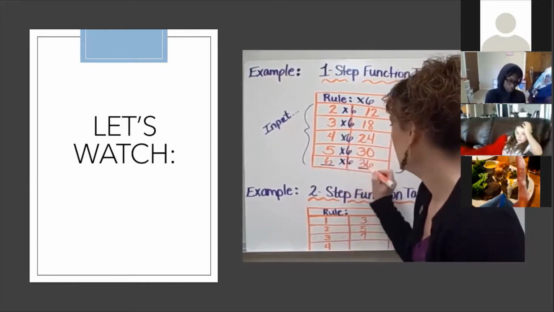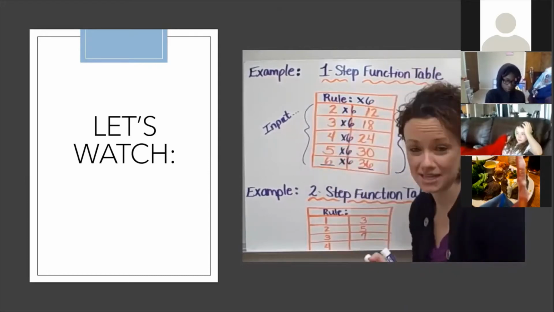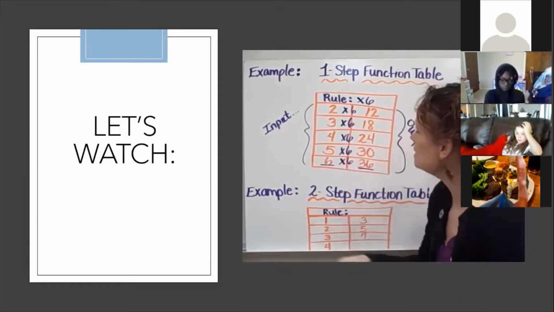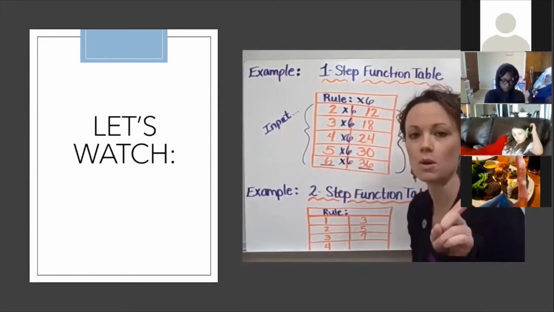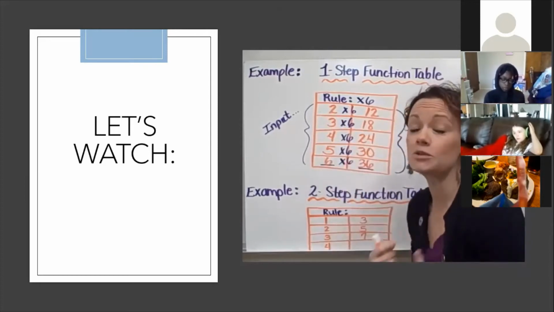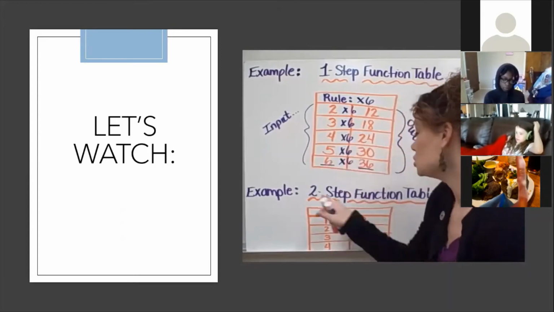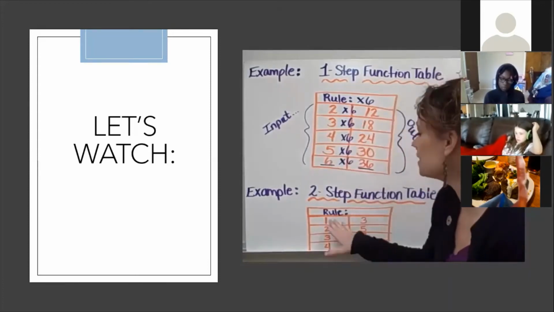So we've now completed our function table, and we've also determined what our rule is for this particular problem. Now this is a one-step function table where we're only doing one operation. We're only doing one type of math to the inputs to get the outputs. Let's look at a little more challenging example, two-step function tables. This one's a little bit tricky. Let's take a look at what we have here.